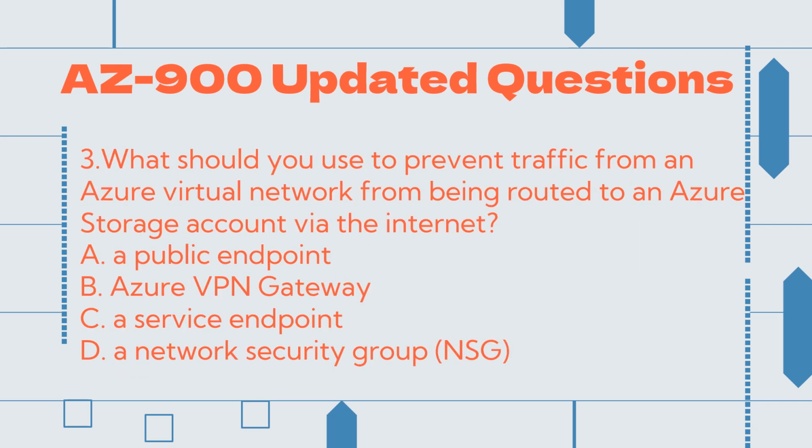3. What should you use to prevent traffic from an Azure Virtual Network from being routed to an Azure Storage account via the Internet? A. A public endpoint B. Azure VPN Gateway C. A service endpoint D. A network security group (NSG).